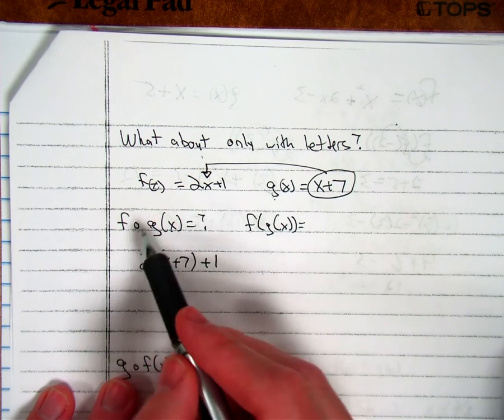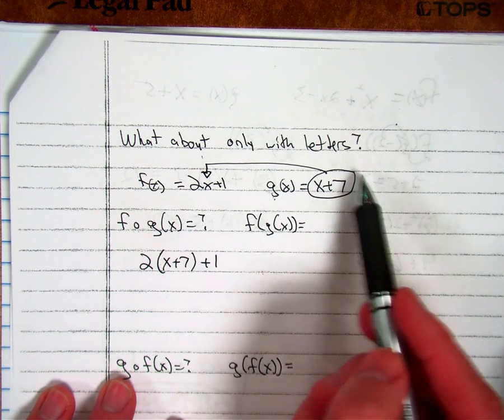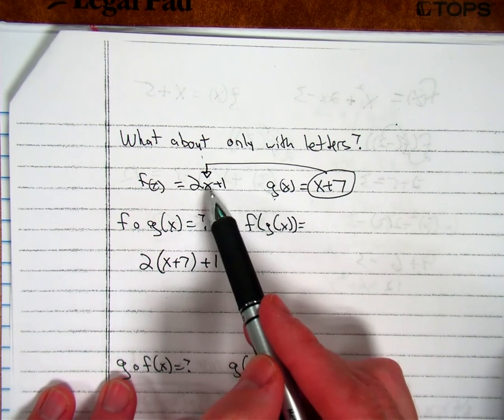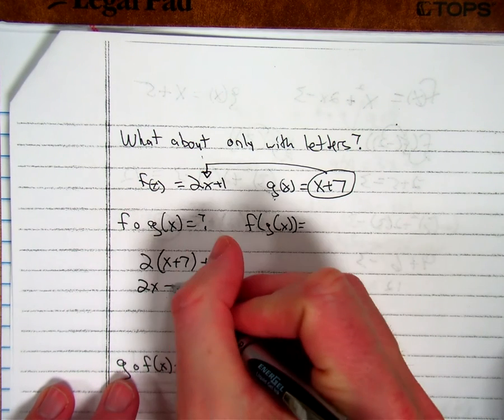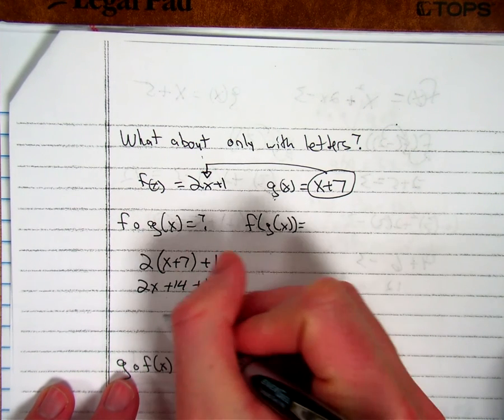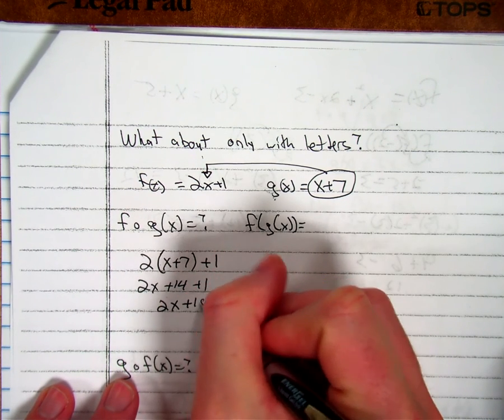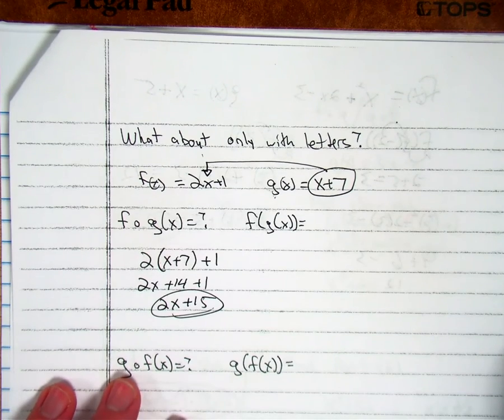F of g of x. I'm taking the whole g of x equation and I'm putting it in for the x spot there. So that's going to be 2x plus 14 plus 1. And there's 2x plus 15.